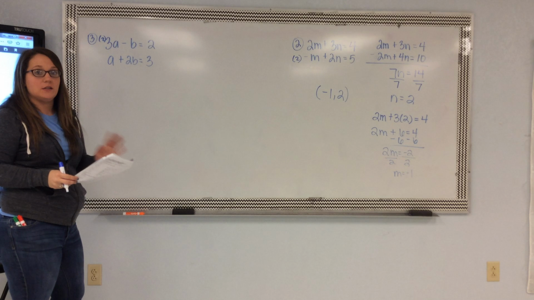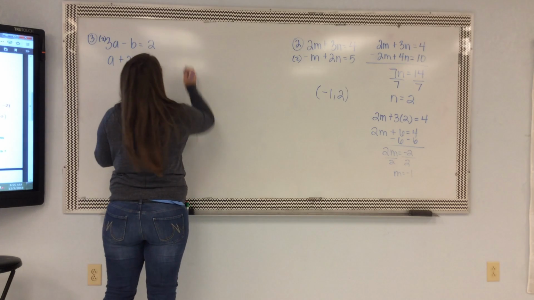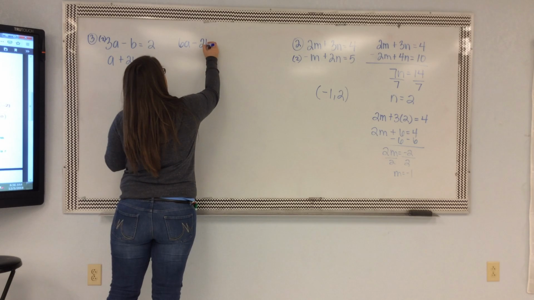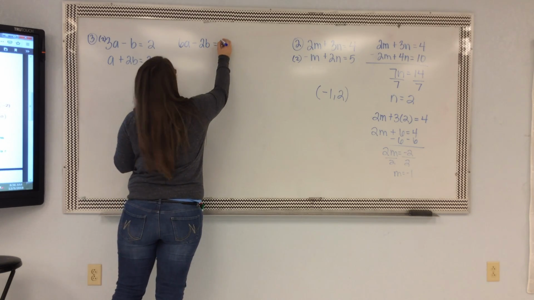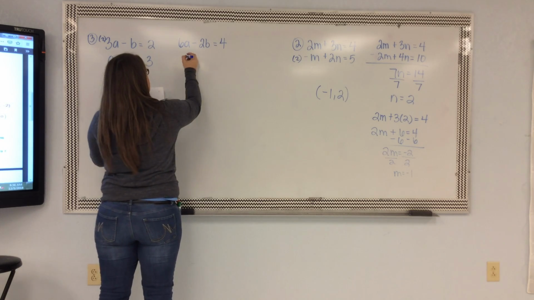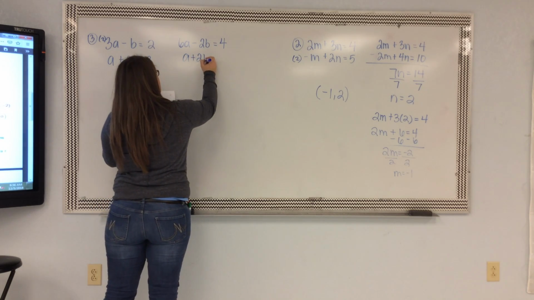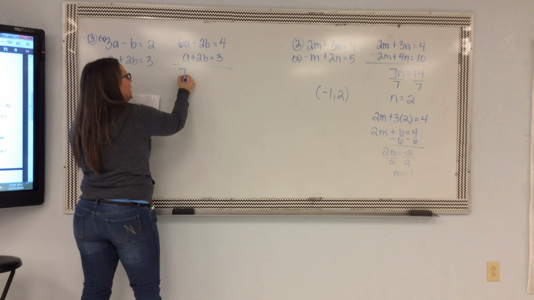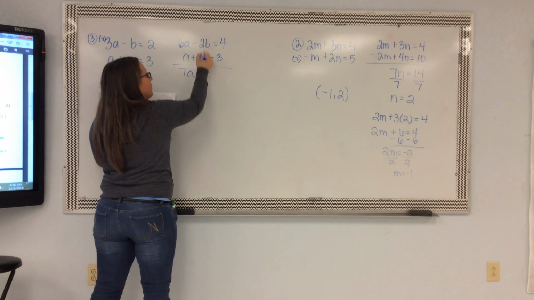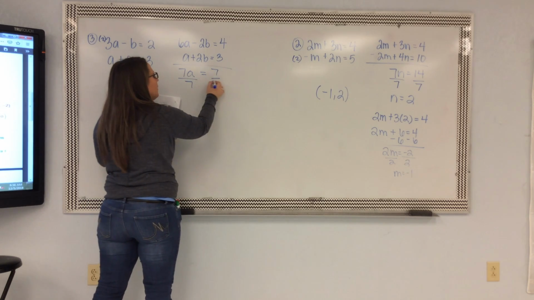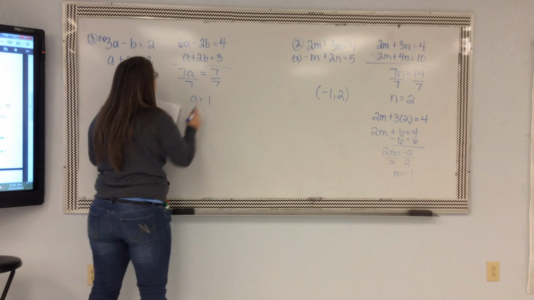It's okay. So when I multiply the whole top through by 2, 2 times 3a is 6a. 2 times negative b is negative 2b, equal to 2 times 2 is 4. And then my bottom equation just stays the same as a plus 2b equals 3. 6a and a becomes 7a. The b's canceled out like I wanted them to. 4 and 3 become 7, so when I divide both sides by 7, a is equal to 1.